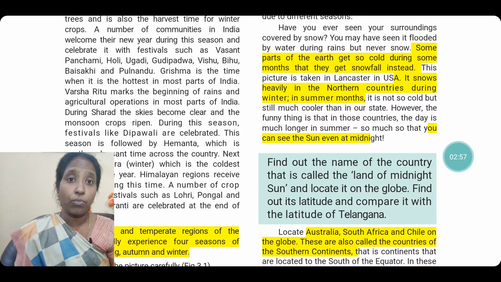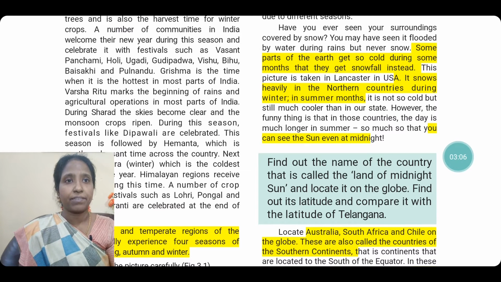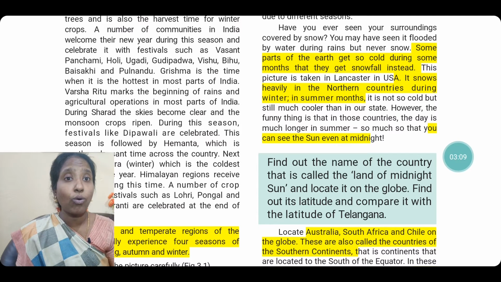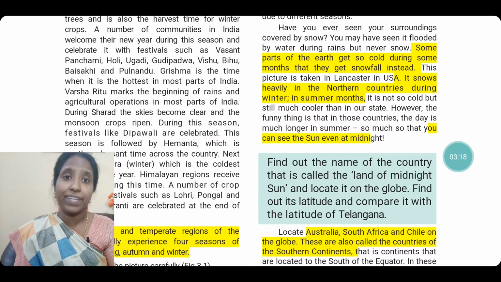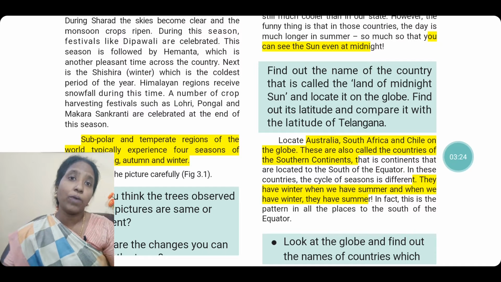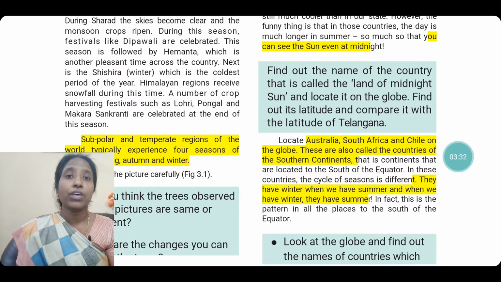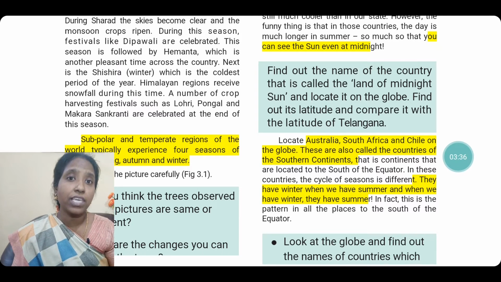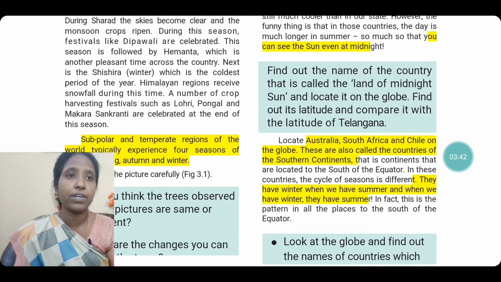Some regions are very cold and experience extreme cold temperatures; it snows heavily in the northern countries during winter. And in the summer months, the whole 24 hours is daytime only. Even at midnight we can see the sun. What is called the land of the midnight sun? Yes, Norway is called the land of the midnight sun. Generally, above the Arctic Circle, at 66.5 degrees north latitude, the day extends to 24 hours during the summer season.